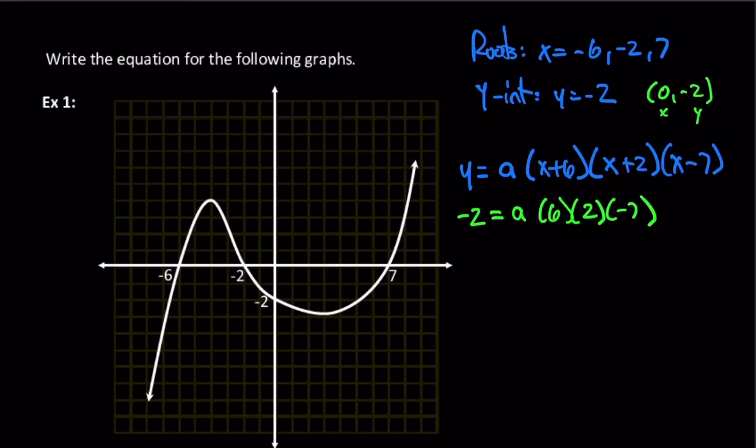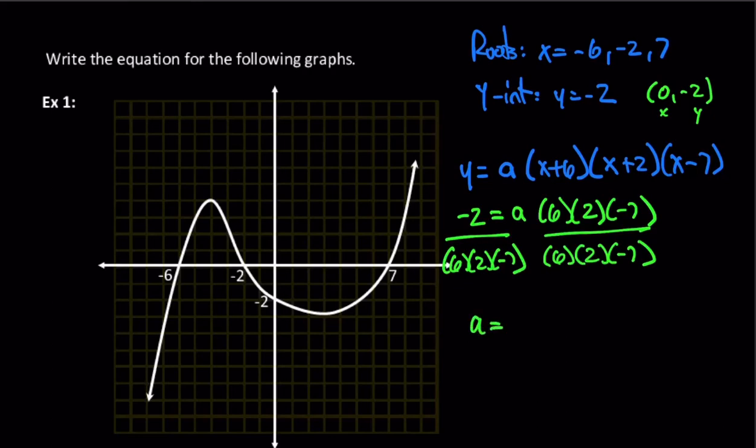Now what I'm going to do before I actually multiply this stuff together, because here's how we're going to derive our formula, I'm going to divide by 6 times 2 times -7. So A equals -2 over 6 times 2 times -7. Well, what is the -2? The -2 is my y-intercept. So you can think of that as the y-intercept.